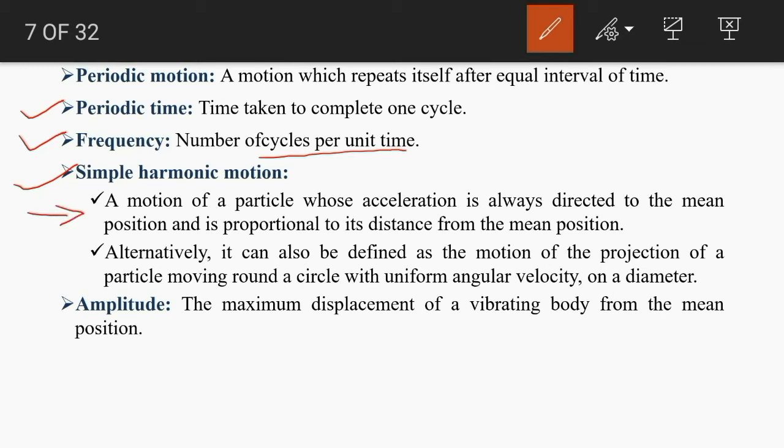Okay, it could also be defined as the motion of a projection of a particle moving round a circle with uniform angular velocity on a diameter. Now generally this definition is used to derive the equation of motion for simple harmonic motion. Okay, that part we have not discussed here. Okay, next definition, that is amplitude. Amplitude is nothing but the maximum displacement of a vibrating body from the mean position. That is another important parameter of vibration analysis.